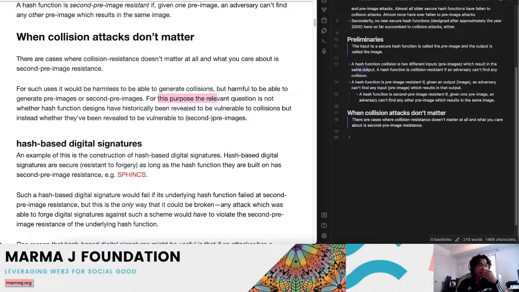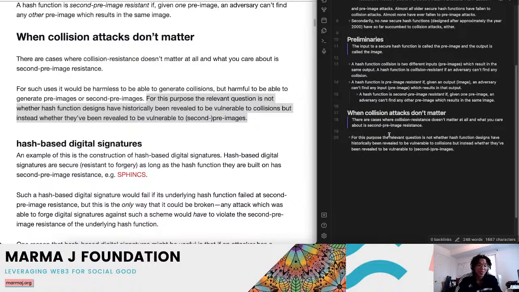For this purpose, the relevant question is not whether hash function designs have historically been revealed to be vulnerable to collisions, but instead whether they've been revealed to be vulnerable to second pre-images. Sure, I'll take the note. I think I need to dig into that one more. The whole second pre-image resistance thing I definitely need to look at.